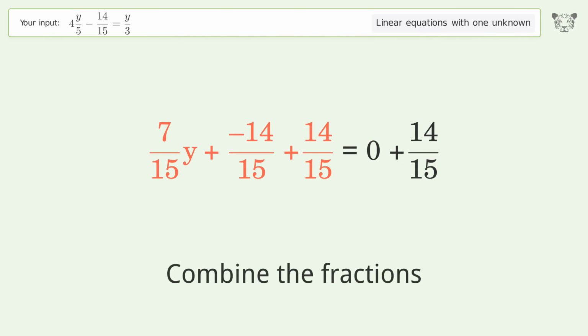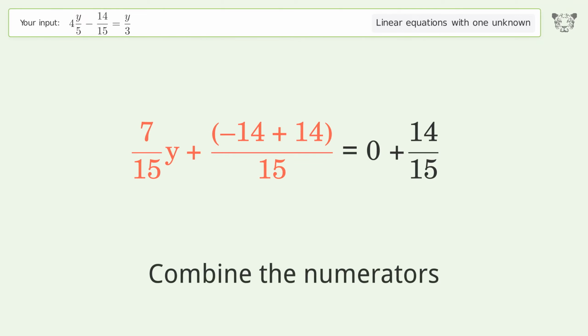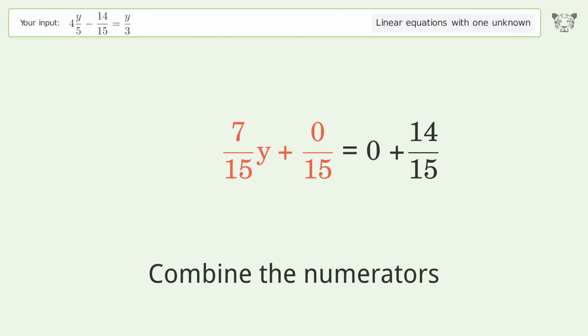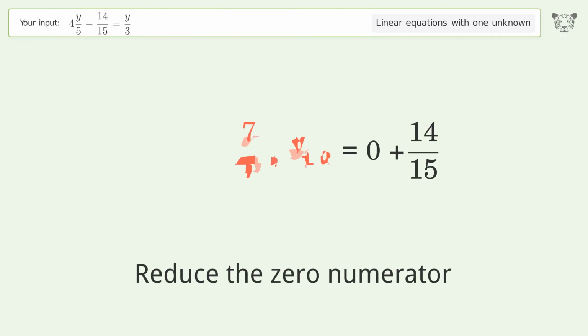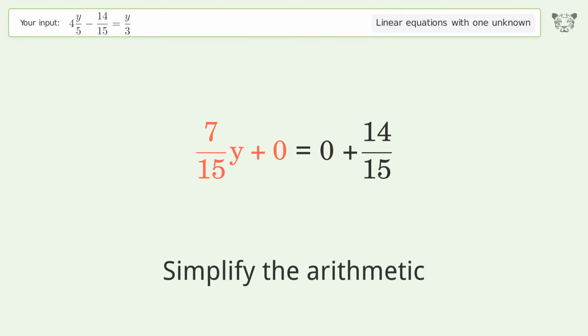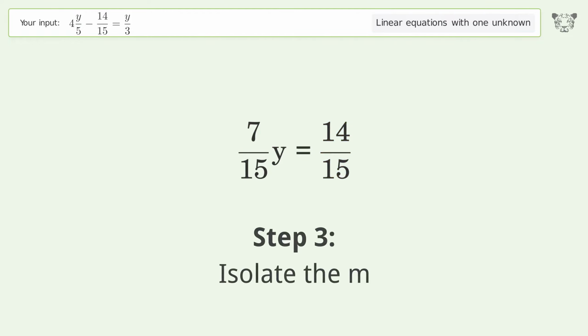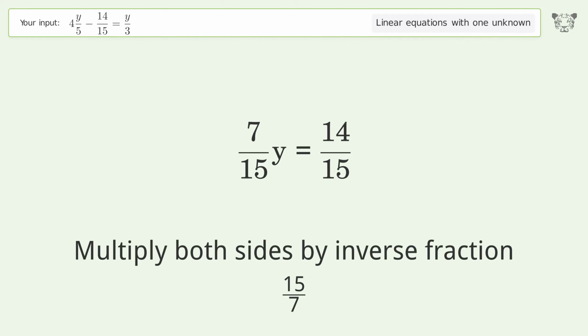Combine the fractions. Combine the numerators. Reduce the zero numerator. Simplify the arithmetic. Isolate the m. Multiply both sides by inverse fraction 15 over 7.